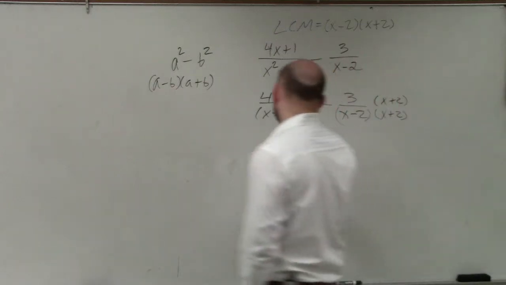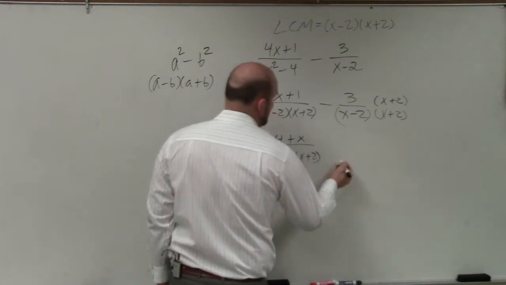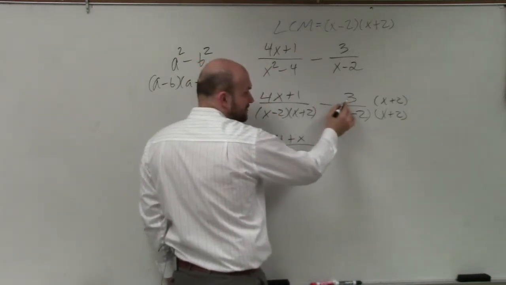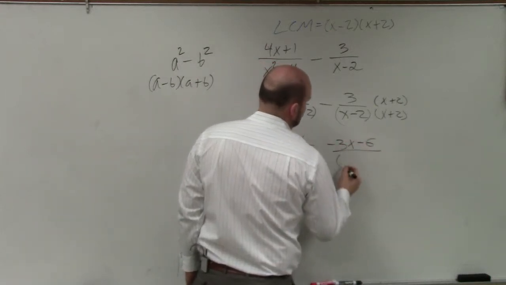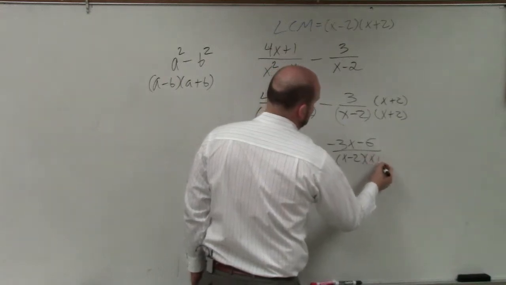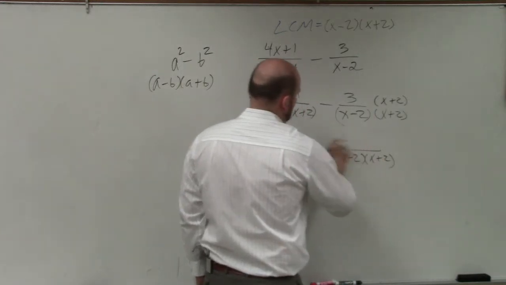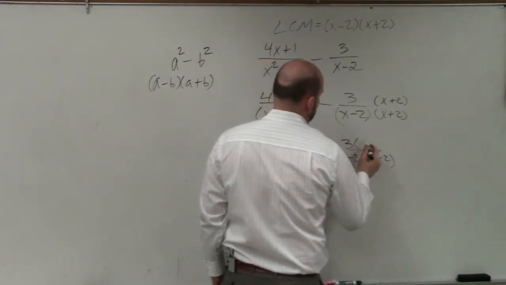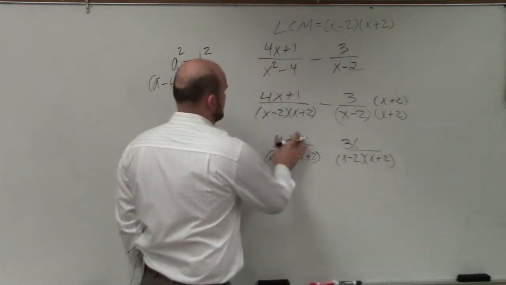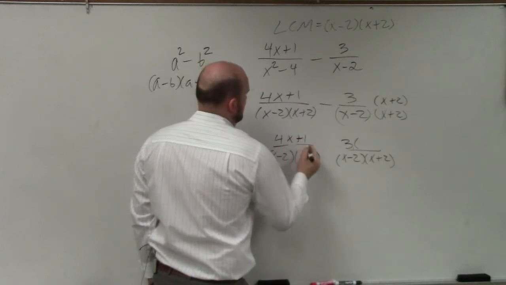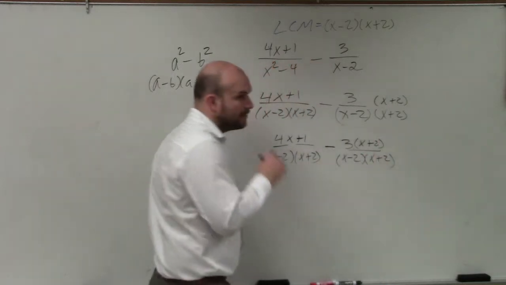So now we go ahead and multiply, and I have 4 plus x divided by x minus 2 times x plus 2. Over here, I'm going to distribute this as a negative 3. So that's going to give me negative 3x minus 6. Actually, let's not do that. Sorry. Yes? It's supposed to be 4x plus 1, not 4 plus x. Oh, thank you. 4x plus 1. And let's just keep this like this for a second. x plus 2.